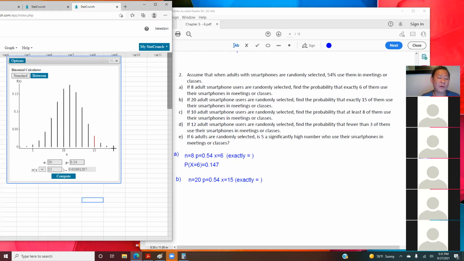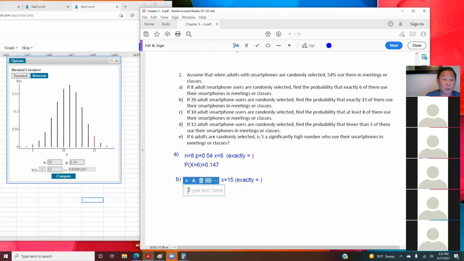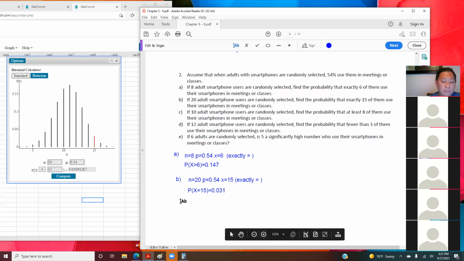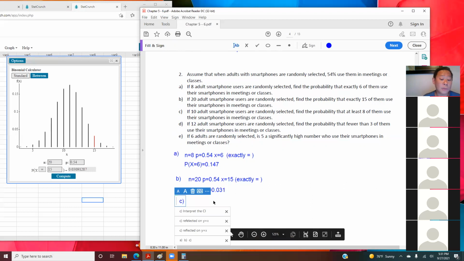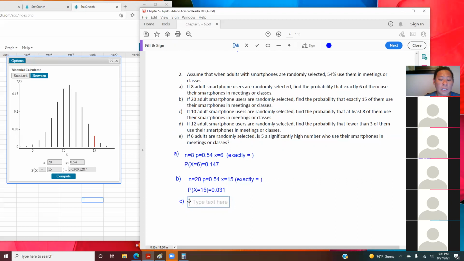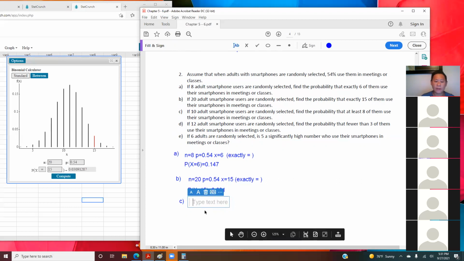So again, do not look at the graph. Again, I'm not very picky with lowercase x or capital X. It's actually capital X, so I'm going to use capital X. If you put lowercase x, I'm fine with it. P(X = 15) is equal to 0.031. Again, 2 or 3 decimal places, I'm not picky. As long as you give me 2 or 3, I'm fine. You guys have any questions for me?